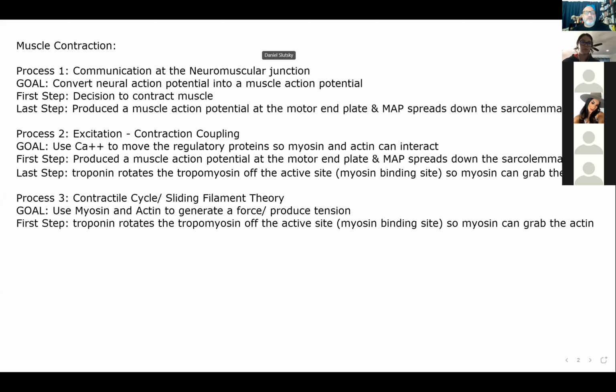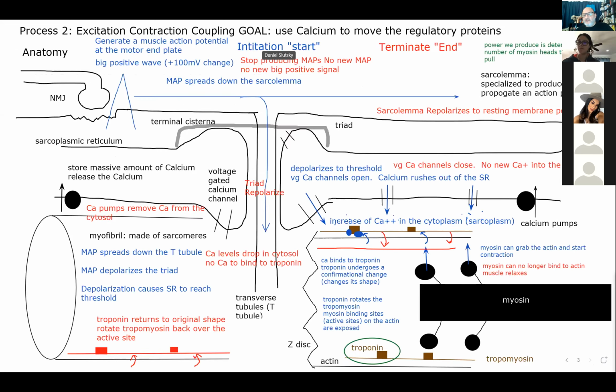So what we're left with then is process 3. We already know that's the contractile cycle or the sliding filament theory. We know its goal is to use myosin and actin to generate a force to produce our tension. And we know the first step of that, the movement of the regulatory proteins using calcium to change the shape of troponin to move the tropomyosin so that the myosin and the actin can grab. But once again, just like we did before, to fully understand what's going on, we have to remind ourselves of the anatomy first.